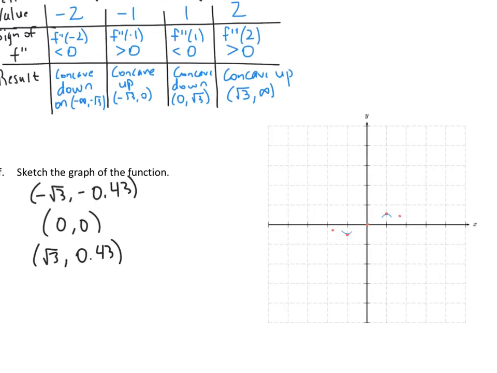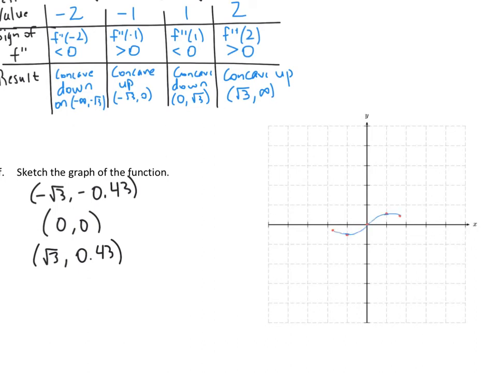Next, what we can do is graph our inflection points. A negative square root of 3, negative 0.43, was one inflection point. A negative square root of 3 is approximately negative 1.73 if you get a decimal approximation. And then we have (0, 0), and then we have a positive square root of 3, 0.43. So a positive 1.73, 0.43. So just to kind of do the best we can to plot those points on the xy axis.